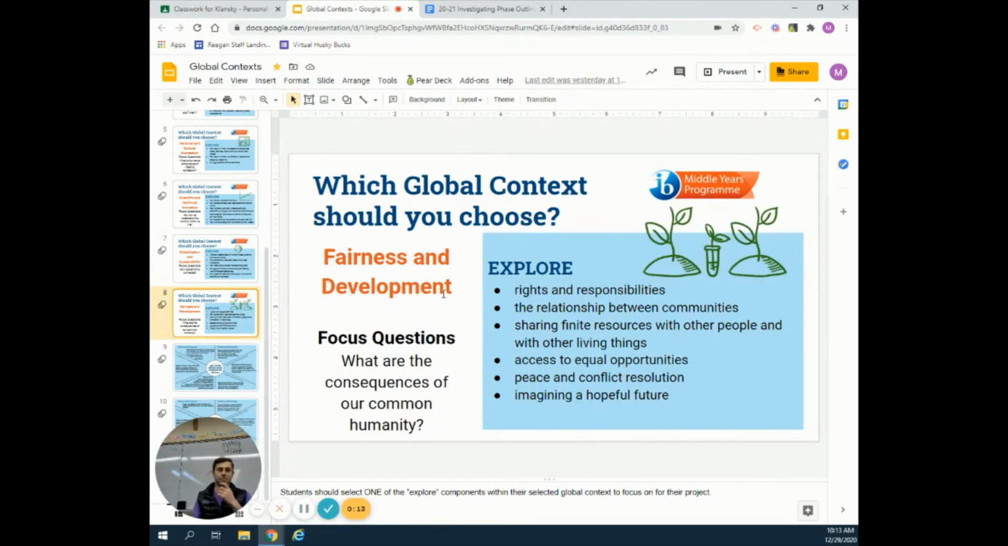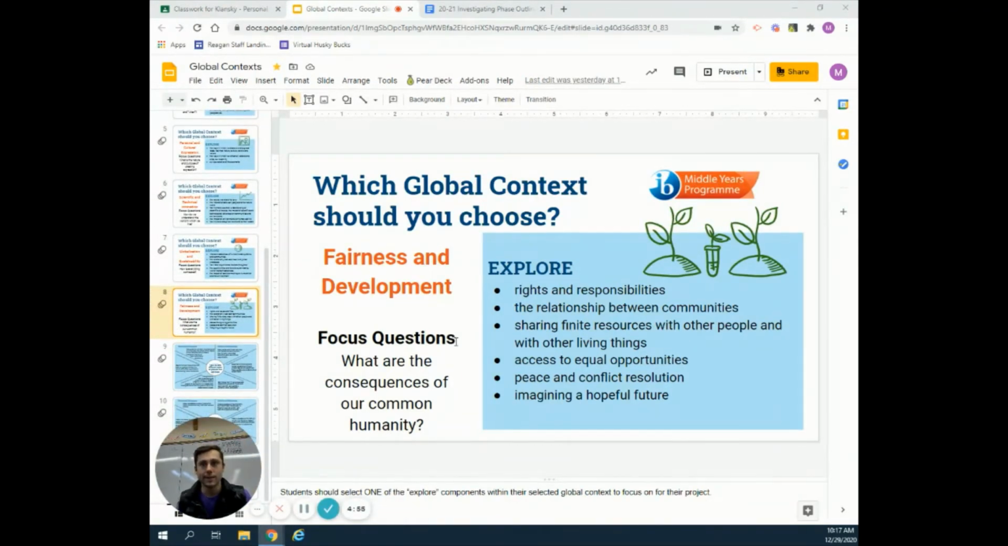Then fairness and development. Basically, how are we all connected? What are we all doing here? How do we share? How do we work together as one common world group of people? All right, so those are the global contexts.